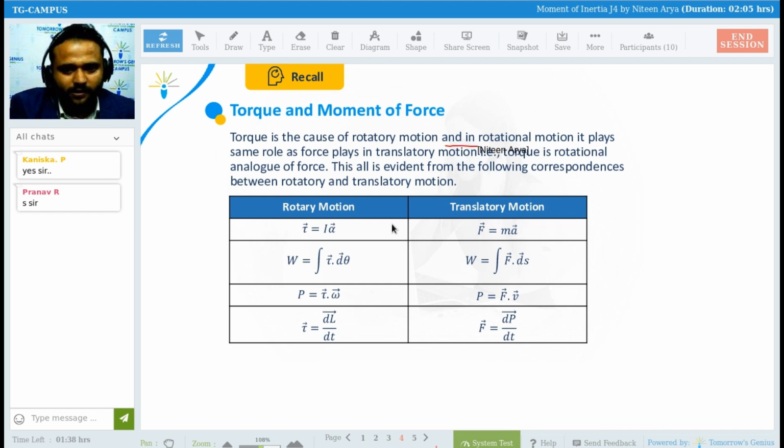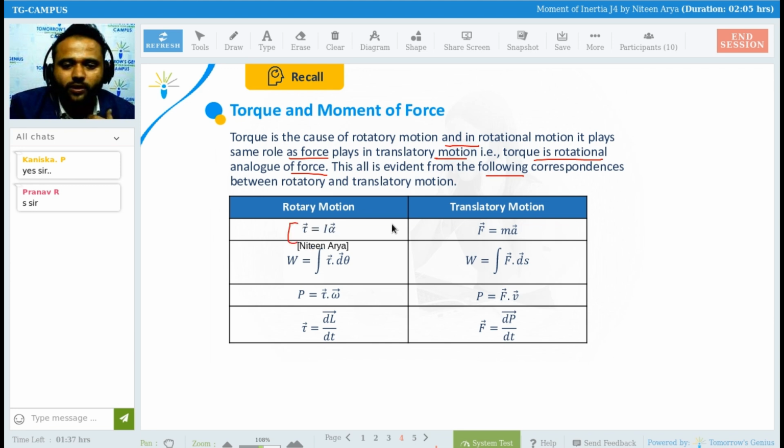Torque is a cause of rotatory motion, and in rotational motion it plays the same role as a force plays in a translatory motion. That is, torque is a rotational analog of force. We did this on a previous page also. This is all evident from the following correspondence between the rotatory and translatory.